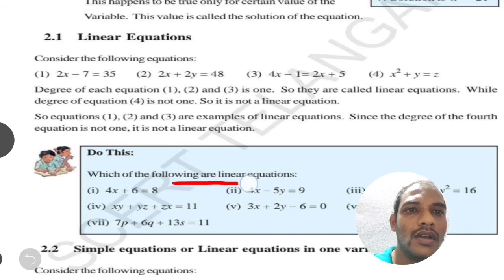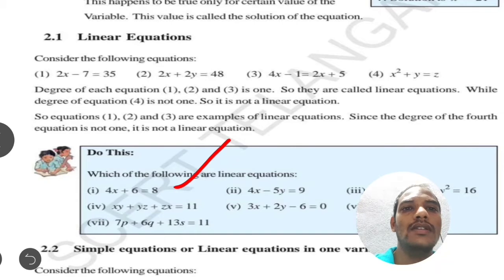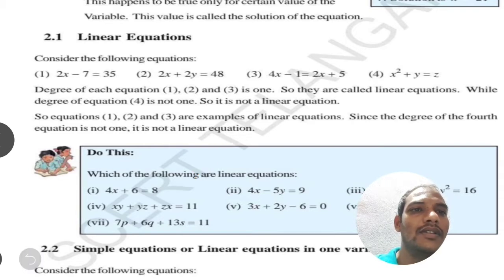Which of the following are linear equations? See here, the first question is 4x plus 6 equals 8. Is it a linear equation, children? Yes, it is very clear, its degree is 1, so it is definitely a linear equation.